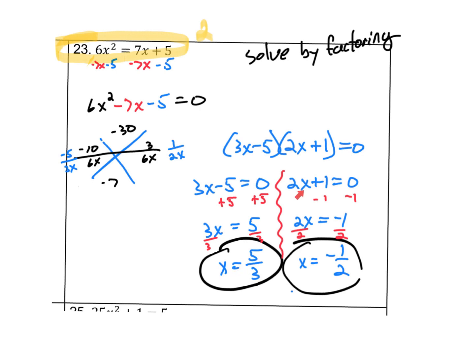All right, and then the other factor, 2x plus 1 equals 0. To solve this equation, we subtract 1 from both sides. We get 2x equals negative 1, and then we divide by 2, and x equals negative 1/2. All right, so that's what it looks like to solve equations by factoring.